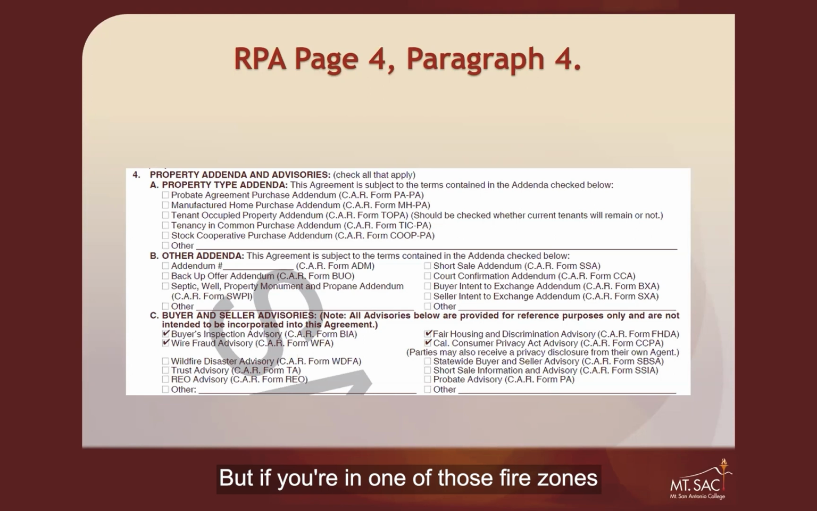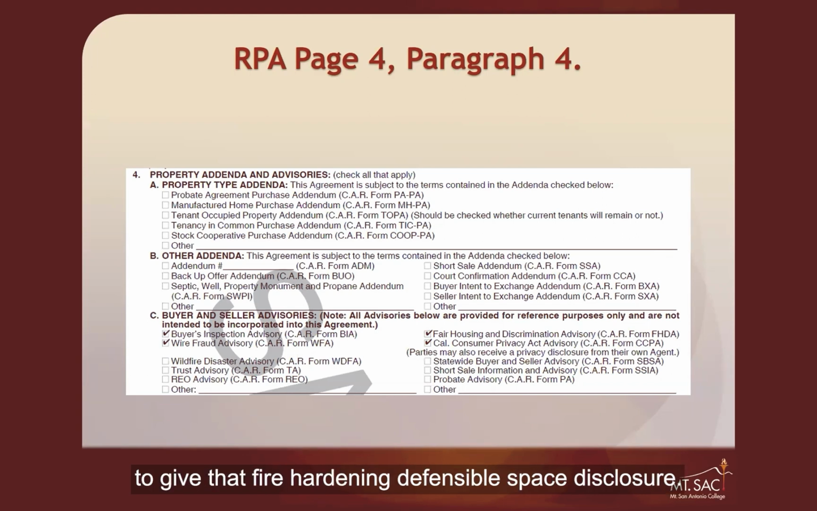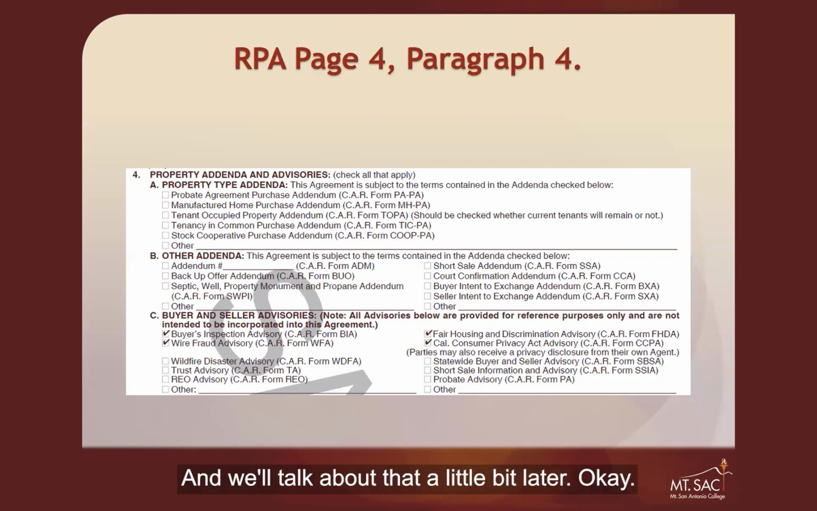But if you're in one of those fire zones and the seller has to provide a TDS and the property was built since 2010, then you have to give that fire hardening defensible space disclosure. There's no way around it. And we'll talk about that a little bit later. But I'm kind of a big fan of not giving a complicated form if you don't have to.